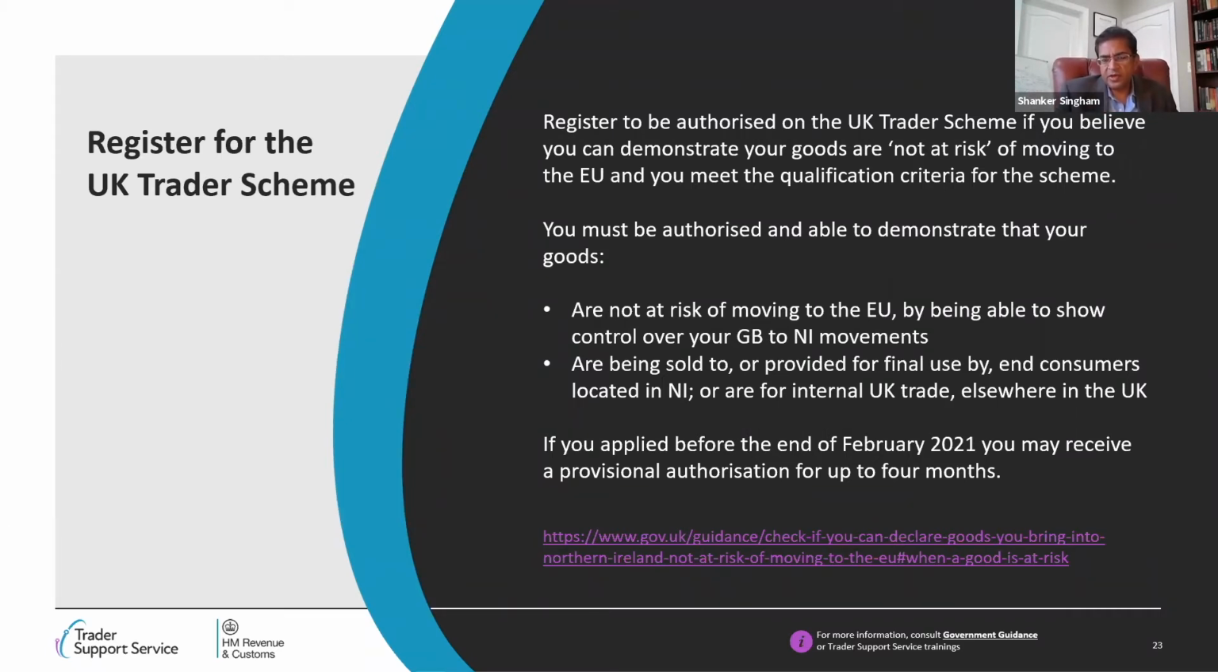There was a provisional authorization until February of this year. Many of you, or many of your clients, may already have received their provisional authorization, and a full authorization would then have happened 4 months after that. We're now in a time period where if you apply to the UK trader scheme, you'll go through a proper authorization, but it shouldn't take more than a month. And we've got guidance on the gov.uk website there to show you how you can declare your goods not at risk. We go to the next slide.